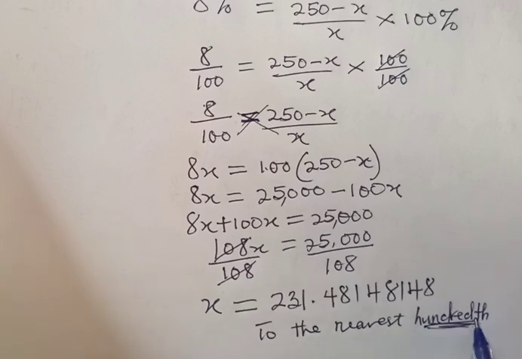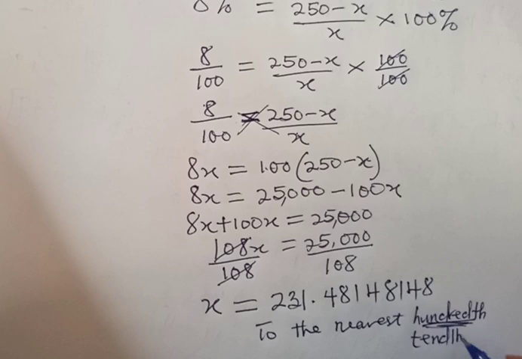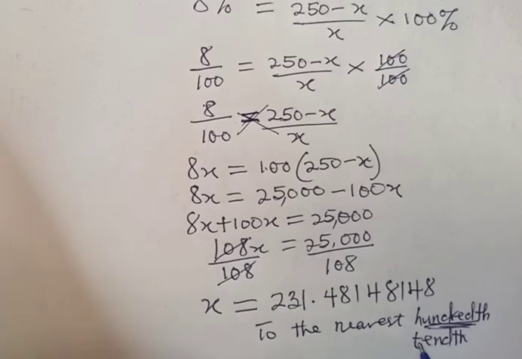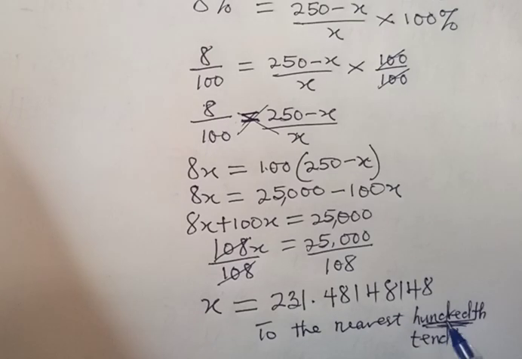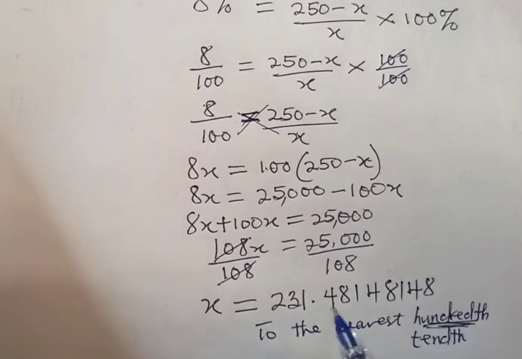When you see it in this form, to the nearest tenth means to 1 decimal place. Hundredth means what? 2 decimal places. Thousandth means what? 3 decimal places. Then it goes like that. Have you gotten that? So this one means we are going to round to 2 decimal places. It's the same thing.